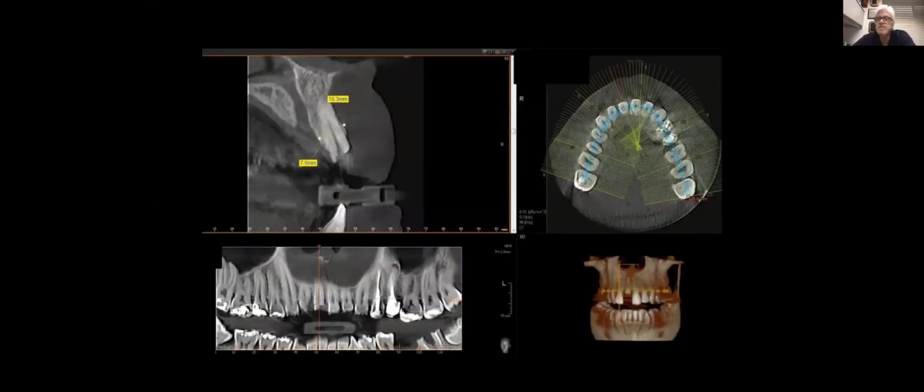So we do our CBCT analysis, and the CBCT is an outstanding tool that helps us evaluate the quality and quantity of bone that we have to work with. I want you to focus in on the facial plate of bone in this area. You can see it's very thin. It's eggshell thin.